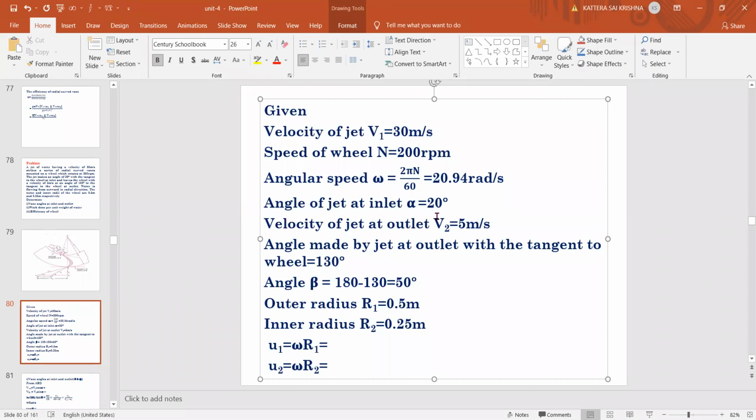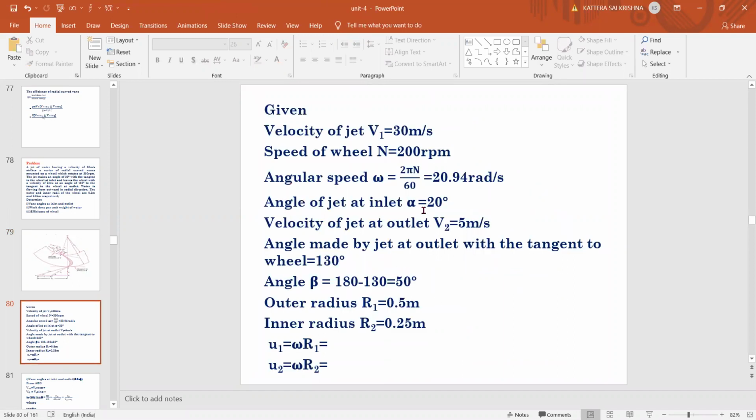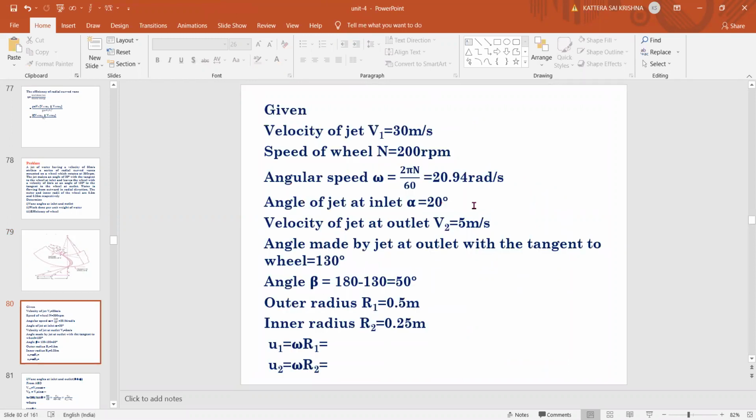Next, he has given the angle of jet at inlet alpha is 20 degrees, and the velocity with which it leaves at outlet is V2, 5 meters per second. And then he gave that the angle made by the jet at outlet with the tangent to the wheel is 130. So beta star is given. Then you can find angle beta equal to 180 minus 130, 50 degrees. So if angle beta is 50 degrees, you will get VW2 outside like this. If angle beta is greater than 90 degrees, we already know VW2 will come outside of this point.